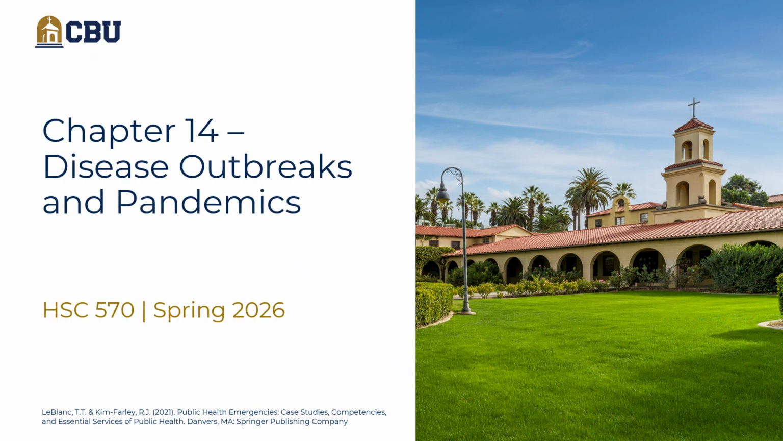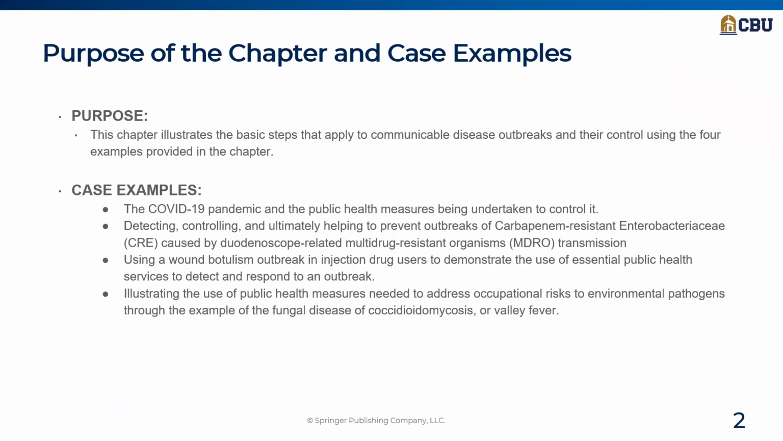So with chapter 14, we are talking about disease outbreaks and pandemics. This chapter focuses on the core steps used to detect, investigate, and control communicable disease outbreaks using 4 real-world examples. First, the COVID-19 pandemic illustrates large-scale public health response and mitigation strategies.